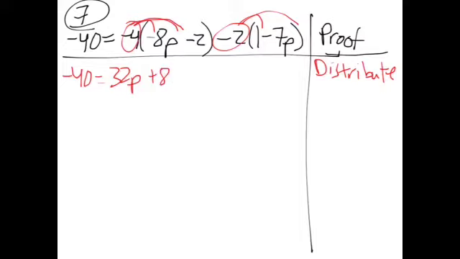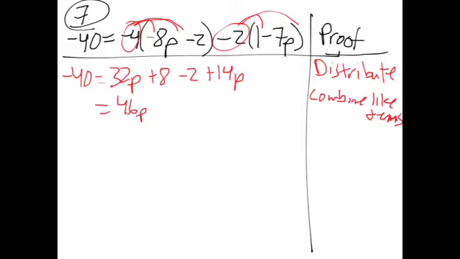Negative 2 times 1 is going to be negative 2. Negative 2 times negative 7p is going to be positive 14p. I'm now just going to combine like terms, which is going to be a property. Combine like terms. I'm going to combine the p's, so 32p and 14p are going to combine to give me 46p. And so I guess if I'm really separating out my properties, it'd be like this. And then combining the 8 subtract 2, which I would call combining like terms, but really it's simplifying, because some people really like to distinguish between that.